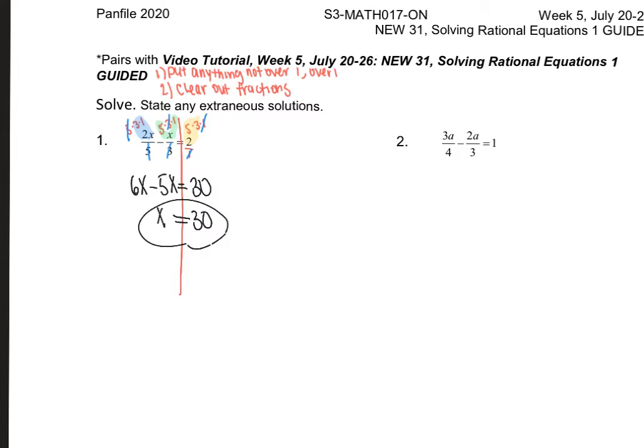Now, here's the deal. It says state any extraneous solutions right there. Not every single one of these answers is going to work every time. And you're going to be like, well, how do I know? 99% of the time these will work. What's going to happen is they're not going to work when we start getting into variables in the denominator.